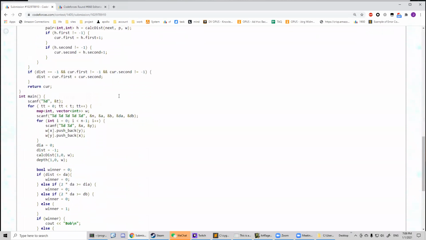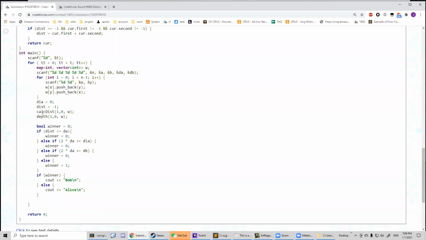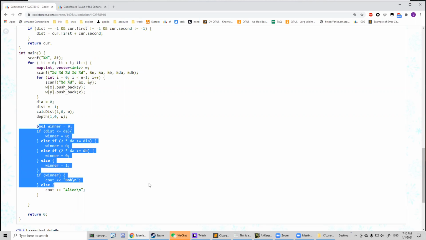So that's it. We calculate the diameter, we calculate the distance, and we solve the problem. So that's it.